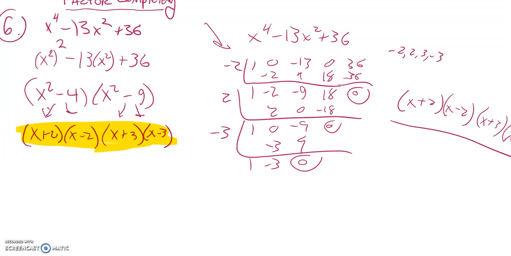Notice there were two different ways we could go about it on this problem. If you can't do any factoring, find some zeros and do long division, I'm sorry, synthetic division. Use that in order to get that form.